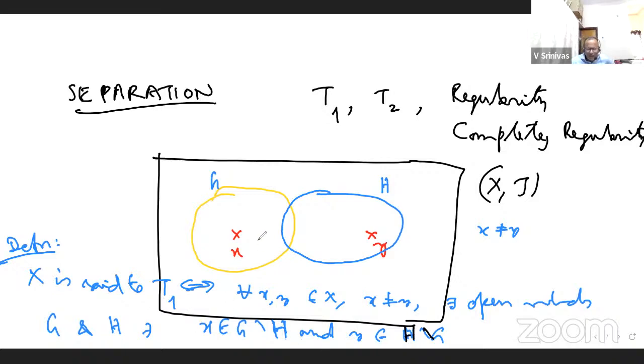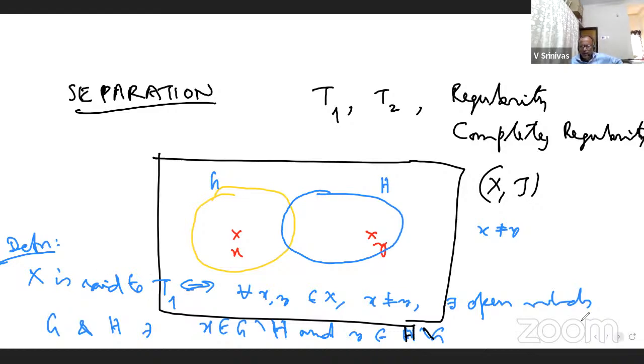And this should be possible for each and every pair of elements x and y. There may be so many pairs of elements in this capital X. We don't want this property just for a single pair of elements. For all of them, you should be able to have this kind of property. If that is so, we say that our space capital X is T1.